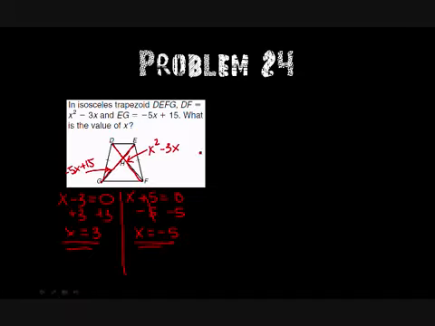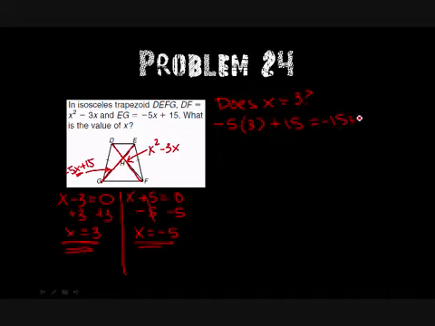Okay, so let's say that x equals 3. We'll take that. So does x equal 3? We're trying to figure that out. So if we plug those into the two diagonals that they give us, the first diagonal was negative 5 times x plus 15. So I've just substituted into that x. And that gives us negative 15 plus 15, which equals 0.